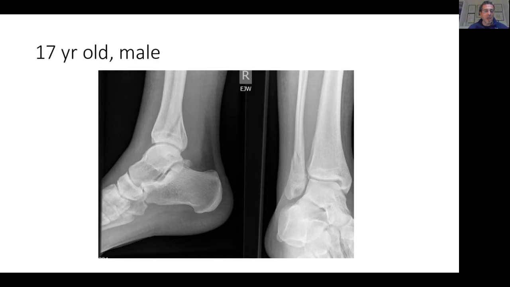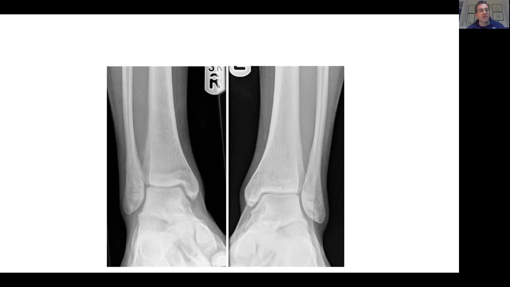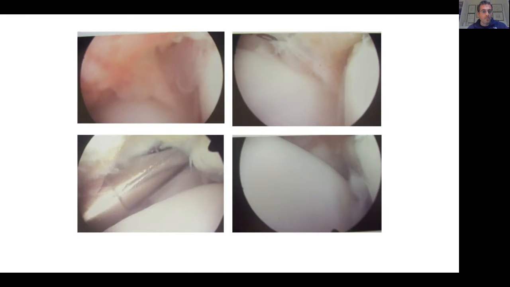Young patient, 17, he was supposed to have a stable Weber B supination external rotation type 2 injury. At 4 weeks, he comes back for follow-up. Something doesn't look right. One does an X-ray of the other side, and there is a difference in the appearance of the syndesmosis. Whether these 2 X-rays are taken the same way, we don't know. What will give you the answer is the CT scan, and it clearly shows here that the fibula is too anterior in the incisura.